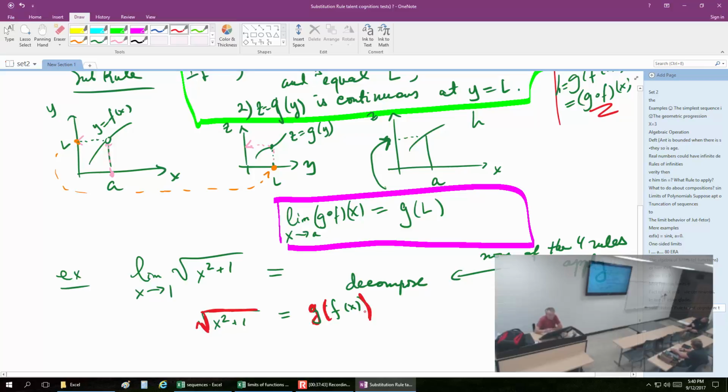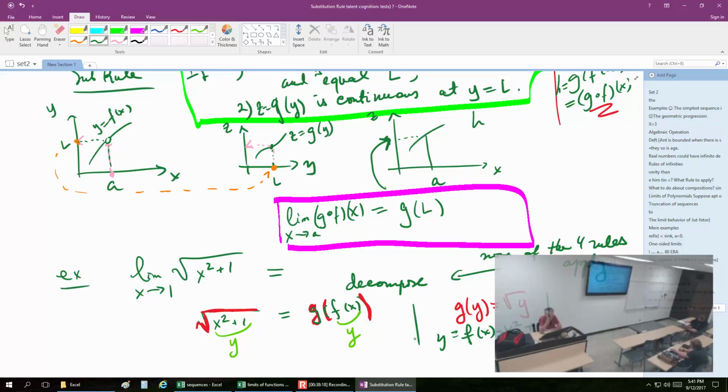Okay, so then what I say here is, let's call this y, and that will explain to me what g is. So what is g? Square root of y. In the meantime, f of x, which is y, is equal to x squared plus 1. Okay? So that is the decomposition, a very important step that appears a lot, not just in limits.